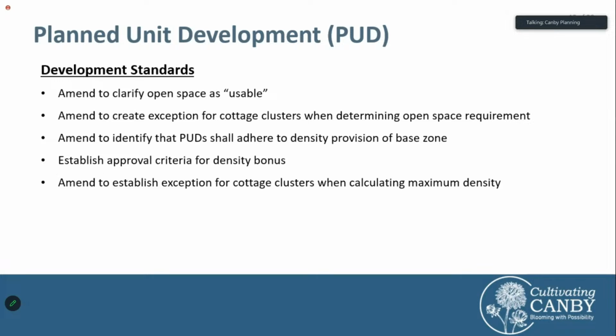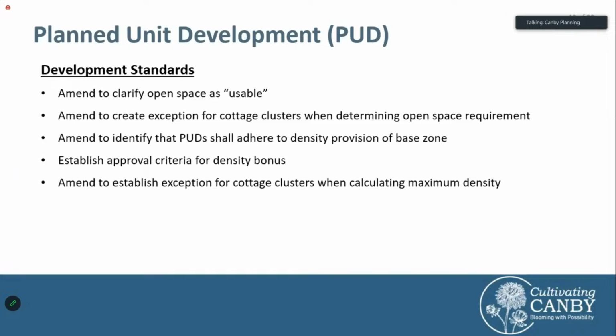All right. Also proposing that cottage clusters are not included in the maximum density calculation. So whether it's a PUD under the base zone with no density bonus, any cottage clusters that are contemplated or proposed as part of the PUD would not count towards it.